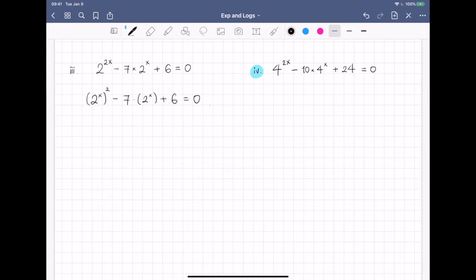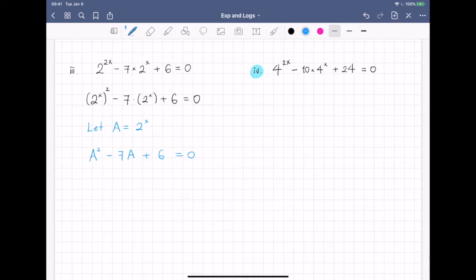Maybe, maybe not. Okay, I'll try another thing. If you haven't noticed, I'm going to let a equal 2 to the x. Then I can rewrite the equation that I wrote above as a squared minus 7 times a plus 6. Now you probably see it as a quadratic, right? A squared minus 7a plus 6 equals 0.